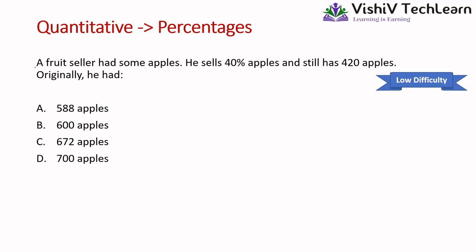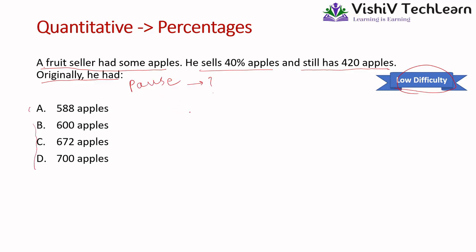Here we can use the actual concepts of percentages. This is a low difficulty question. A fruit seller had some apples. He sells 40% of the apples and still has 420 apples with him. Originally he had how many? The options are A, B, C, D. Now you can pause the video and check if you are able to solve it. If not, you can go through the solution.